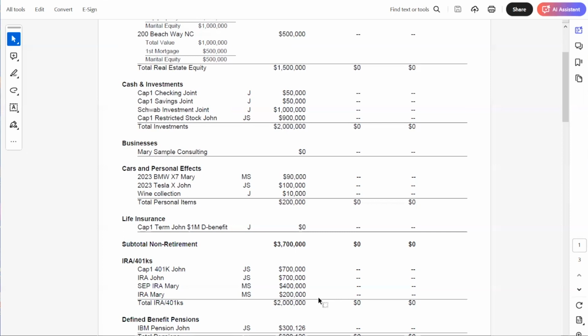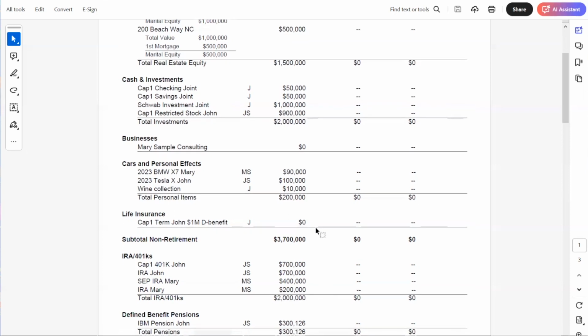For the wine collection, we consider that personal property or personal effects. And in that case, we tell people, how do you want to divide up this property? You don't necessarily need our time and experience on that. And we'll give them ideas of how to do that. So Mary and John, maybe one of them is more of the wine aficionado. Maybe one of them is going to keep the wine collection and offset that amount with some other asset.